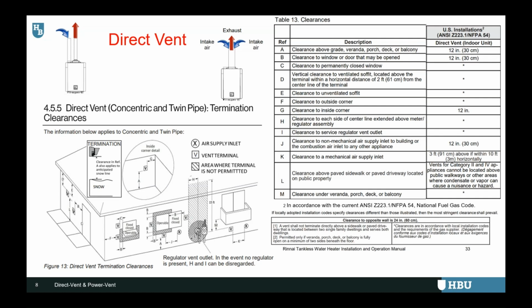Vents for Category 2 and Category 4 appliances cannot be located above public walkways or other areas where condensate or vapor can cause a nuisance or hazard. Clearances under a porch, deck, or balcony. No specific distance is listed. Notes: a note regarding clearance to opposite wall being 24 inches.